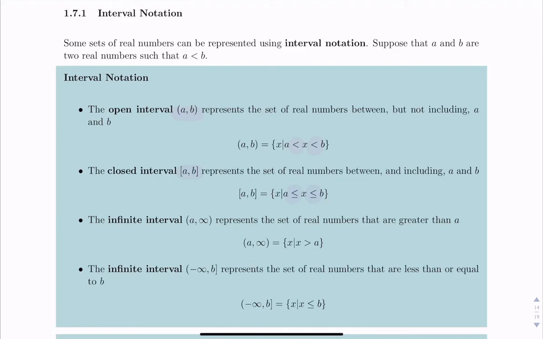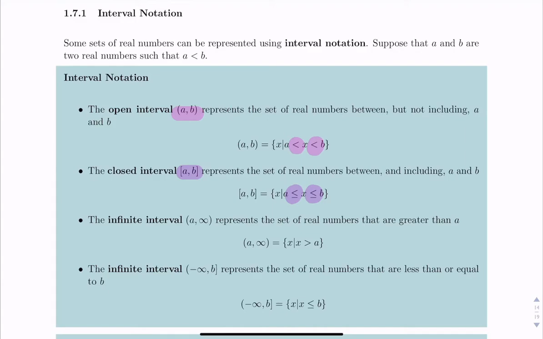So the difference between these two notations is that the parentheses include less than but not equal to, and these square brackets have less than or equal to in both pieces. The infinite interval from a to infinity represents a set of real numbers that are greater than a. So we can write this as any number greater than a, so x such that x is greater than a.